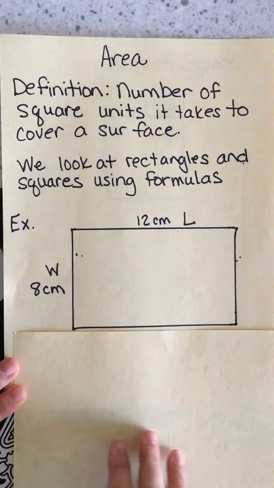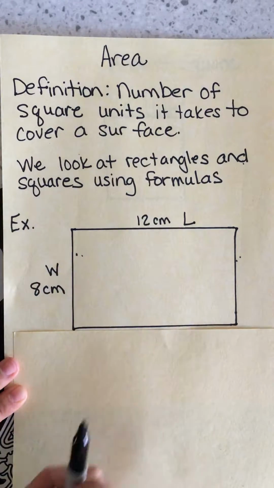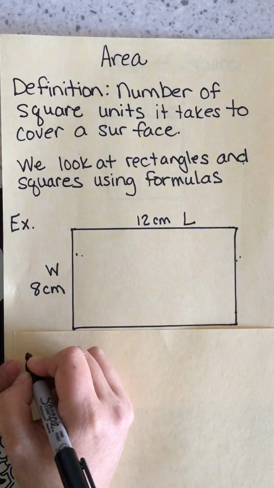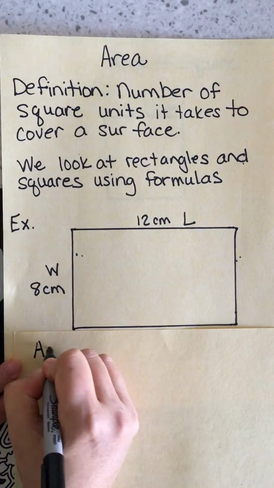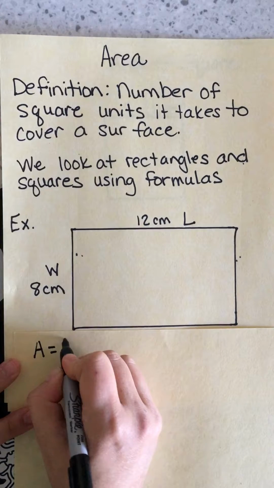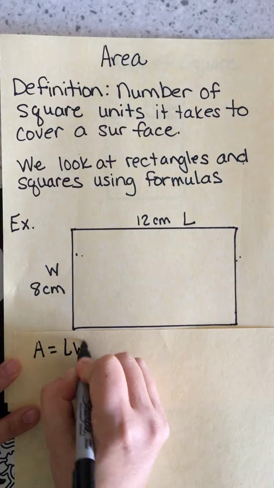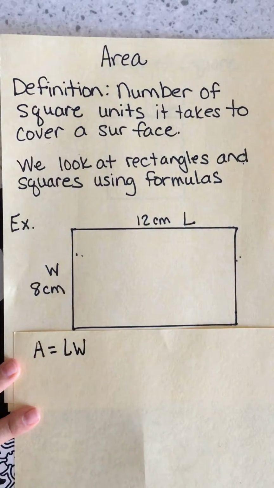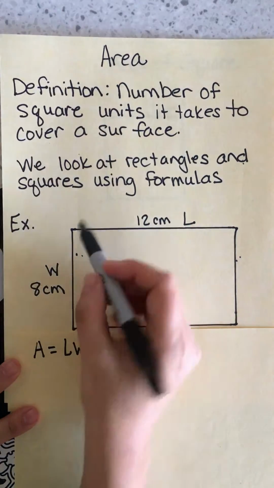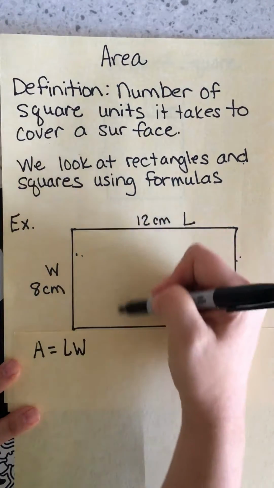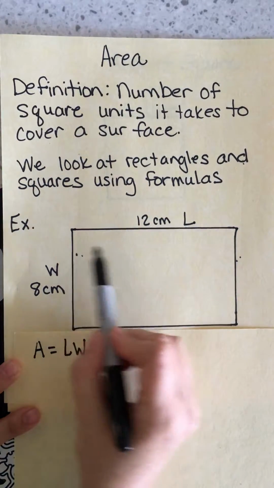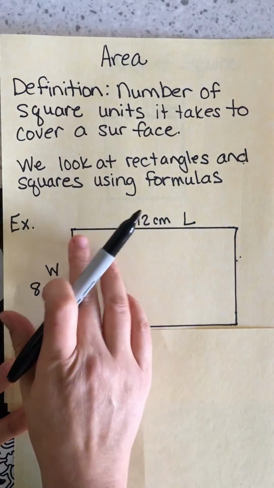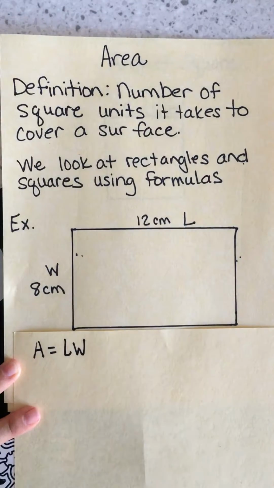So our first formula that comes up is area of a rectangle is equal to the length times the width. We know that when we did arrays, it would be 12 centimeters down and 8 centimeters across. And so we would look for all these squares that were inside of here.